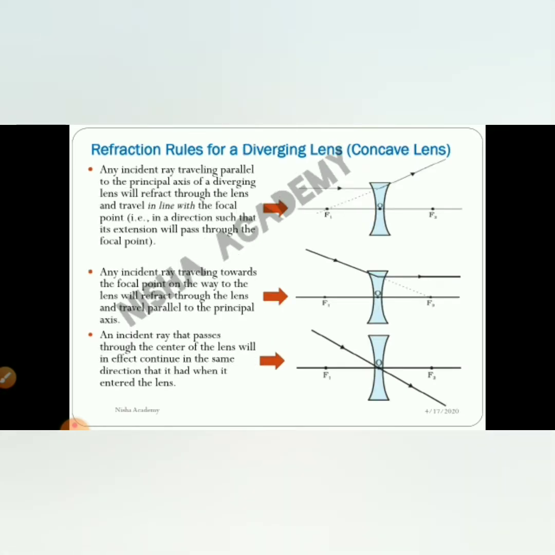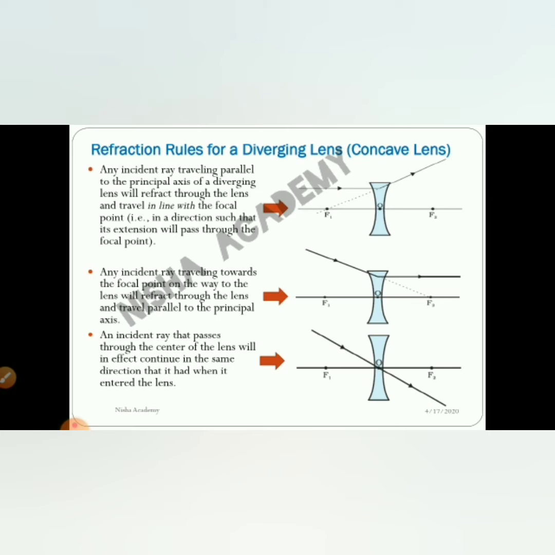Next we will study the concave lens. The concave lens is the diverging lens. Here again take three different rays. First, the ray which is parallel to the principal axis. So check out the first figure. In this figure, the incident ray traveling parallel to the principal axis of the diverging lens is refracted through the lens and travels in line with the focal point. So after refracting, it goes away from the lens.